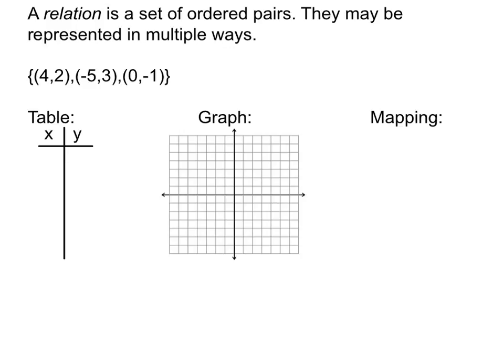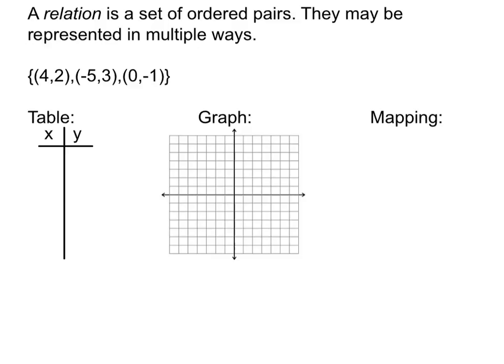Hello. Today we're going to be talking about relations and the different ways that we can look at them. And if you remember, a relation is just a set of ordered pairs. So below I have three ordered pairs in set notation here, and we're going to represent them in three different ways: with a table, on a graph, and by a mapping.